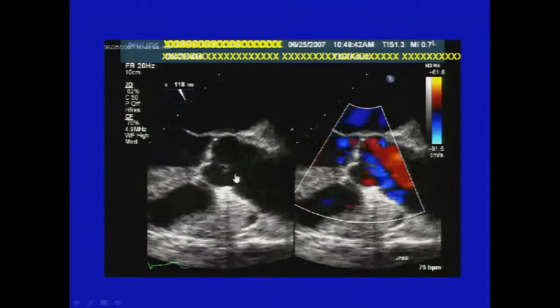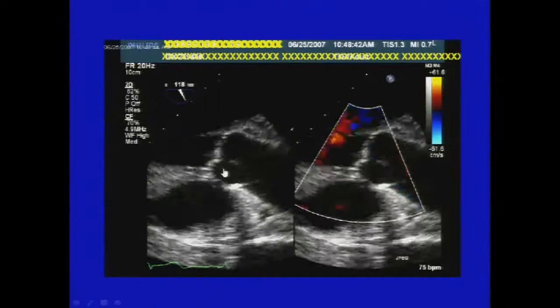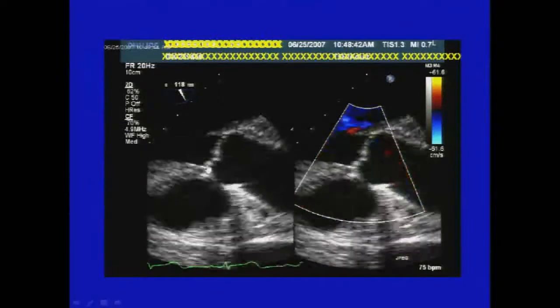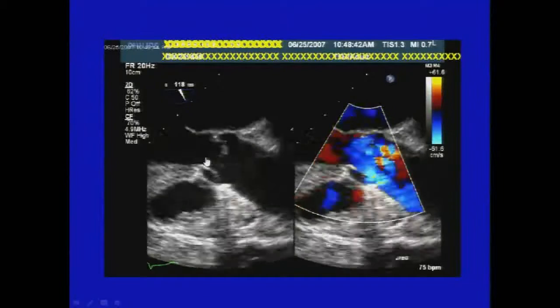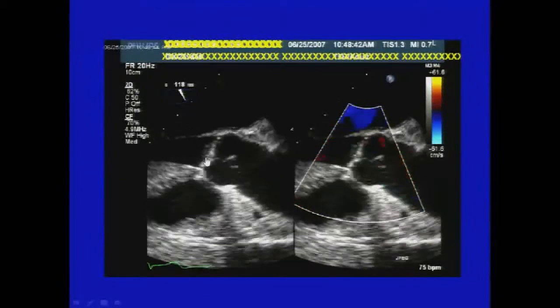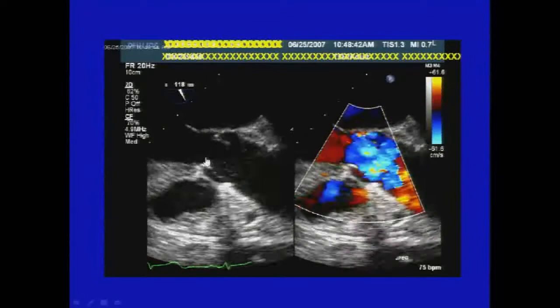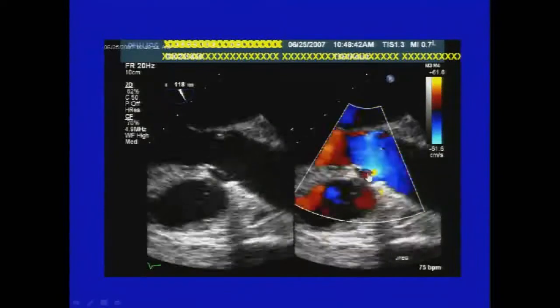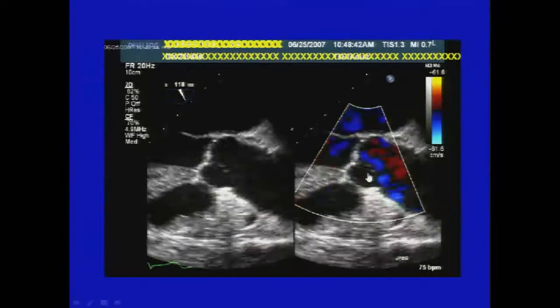Here's a long axis TEE view of the aortic valve, and if you look closely right here on the non-coronary leaflet, you can see multiple little papillary fronds moving back and forth. These are Lambl's excrescences, and as you can see, there is no interference with the function of the aortic valve.